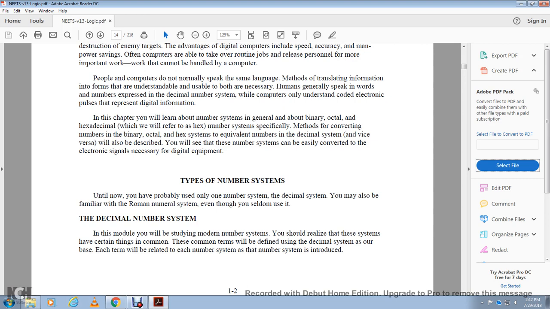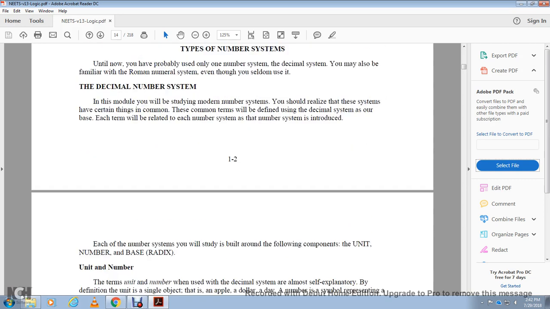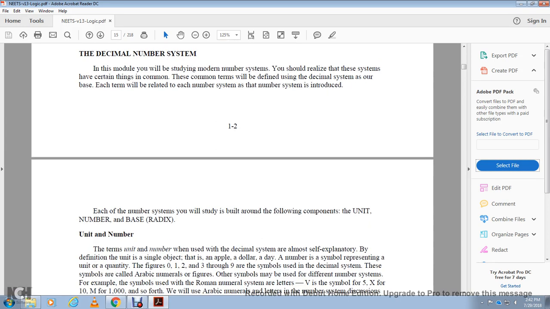Each term will be related to each number system as it is introduced. Each number system you will study is built around the components of unit, number, and base or radix. The terms unit and number are almost self-explanatory in the decimal system, but a unit is a single object, such as an apple or one dollar a day.